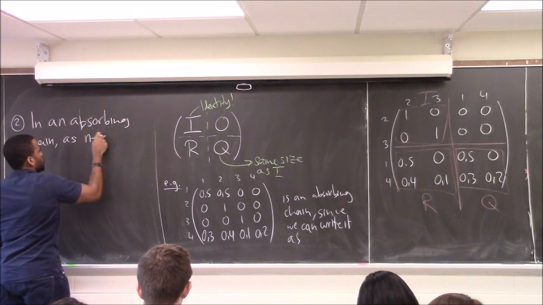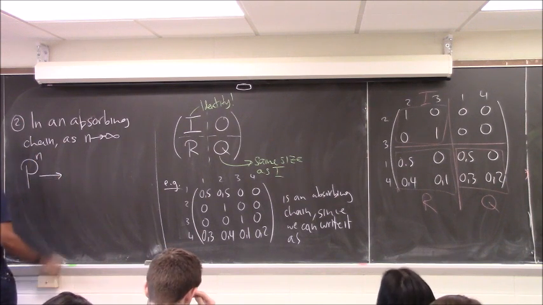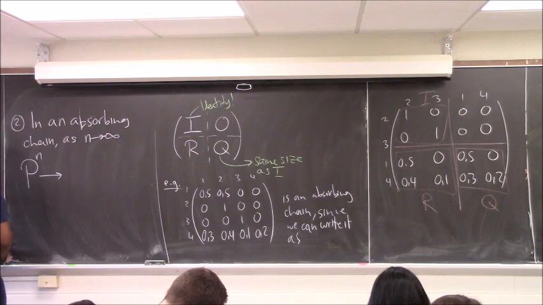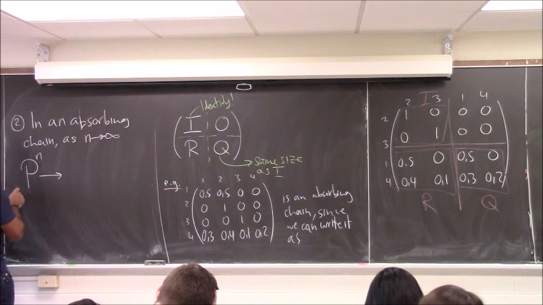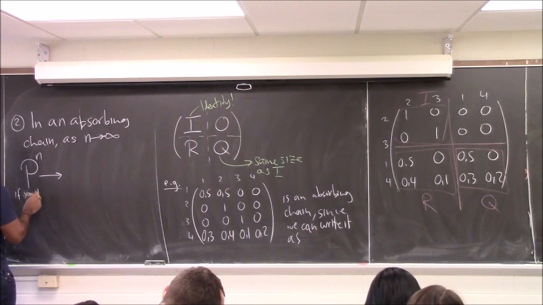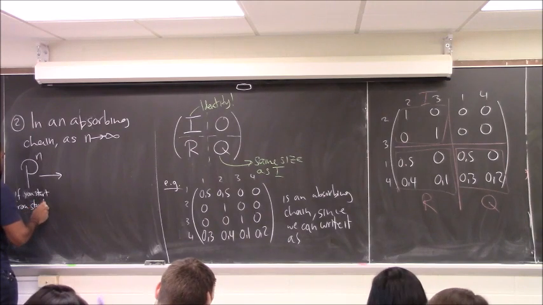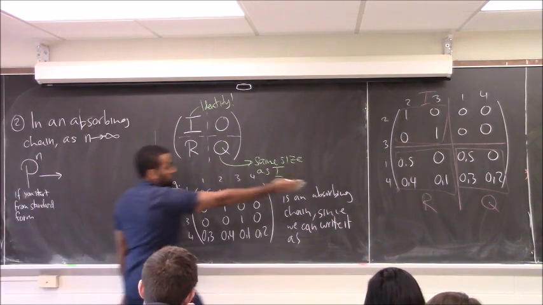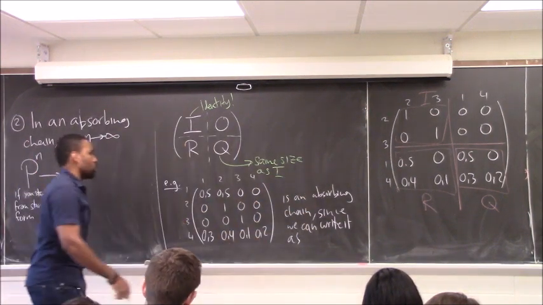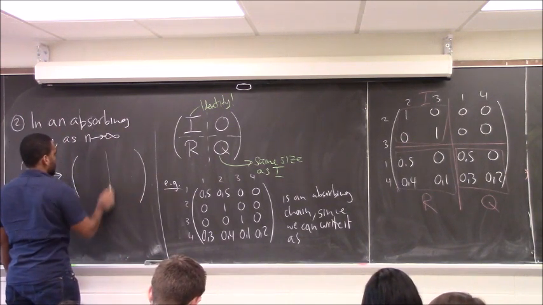As n goes off to infinity, P to the n will go towards something. So the transition matrix is also going to be predictable in how it looks if you start from standard form. If I took this matrix and kept multiplying by itself over and over for a really long time, it will start to look like this matrix.